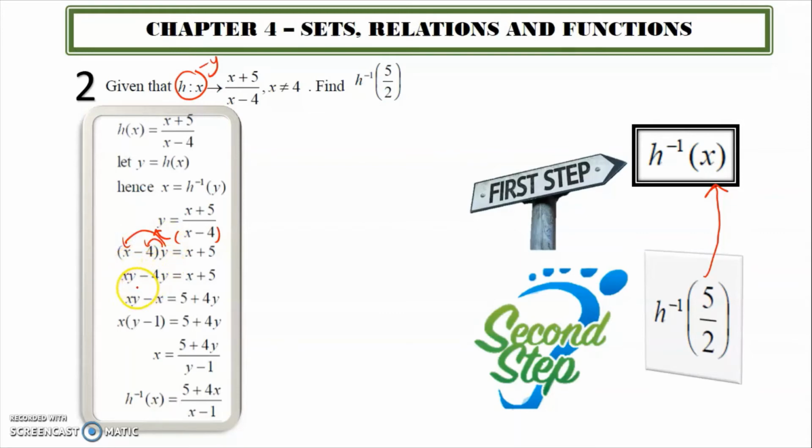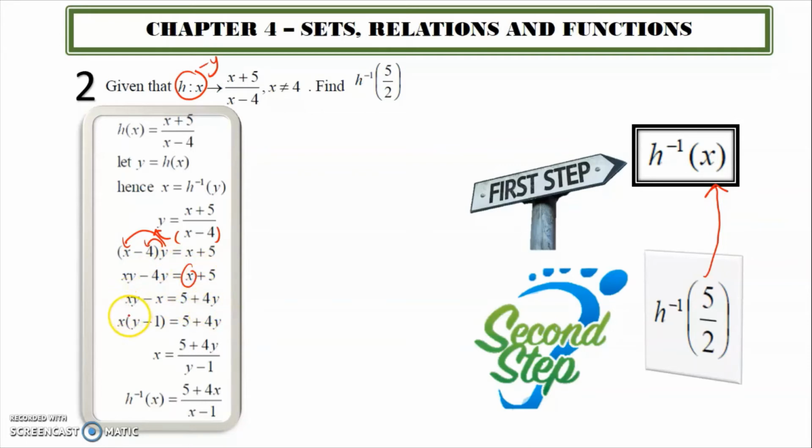So, x darab y, xy, negative 4 times y, negative 4y. And then, bila dah dapat macam ni, kita kena kumpulkan yang ada X ke sebelah kiri, yang tak ada X ke sebelah kanan. So, X ni kita pindahkan ke sebelah kiri. So, dia akan jadi negatif X. Negatif 4Y kita pindahkan ke sebelah kanan. So, dia akan jadi positif 4Y.